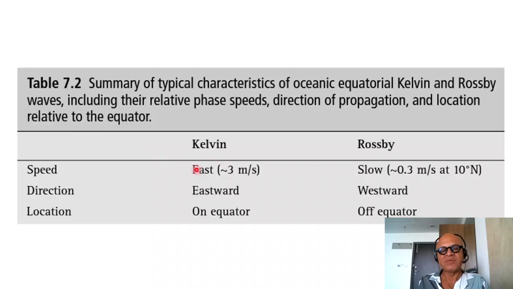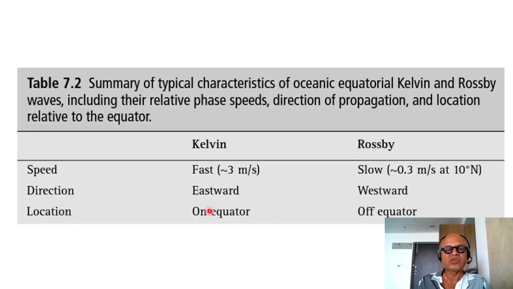The Kelvin wave, as I said, propagates at about 3 meters per second, whereas the Rossby wave is slow, but its speed decreases as you go away from the equator. At 10 north, it has already reached a slow speed of 0.3 meter per second, as opposed to the equatorial Kelvin wave, which is moving at 3 meters per second. It's eastward or poleward, as we said. The Rossby wave is always westward unless there is a Doppler shift where the background currents can push it eastward.